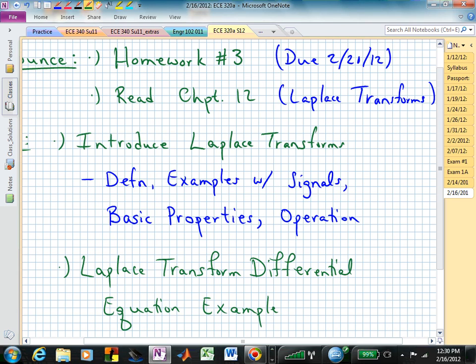How many have already completed Math 322? How many are in Math 322? Okay, and how many are not going to take Math 322? What I have to do is get everybody on the same page. So if you've already seen this material, please try to understand it from a different perspective. If you haven't seen it, hopefully this will be enough information for you to appreciate what's going on and what the Laplace transform allows you to do.